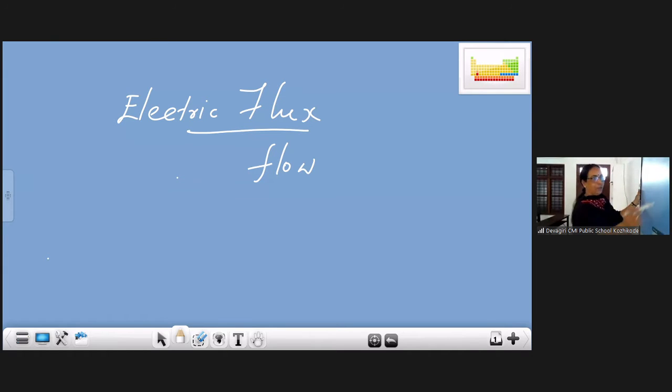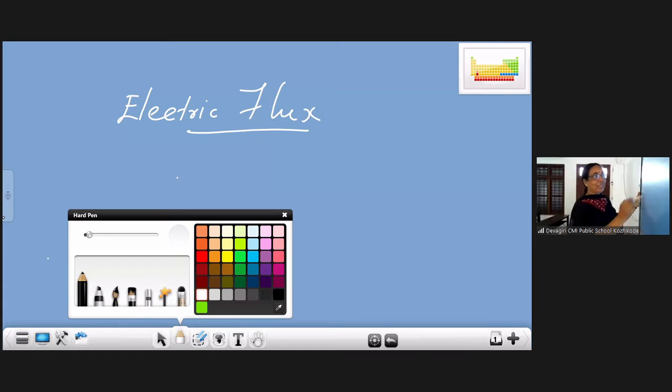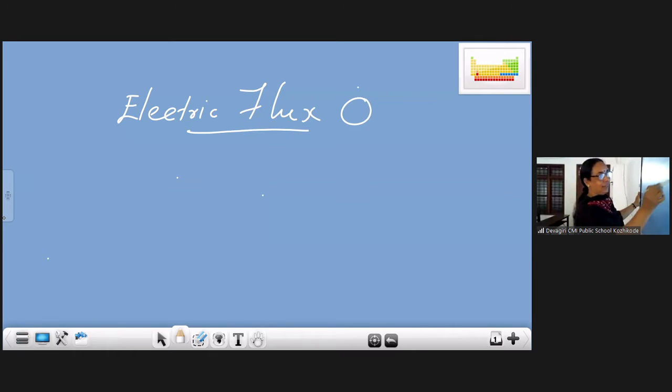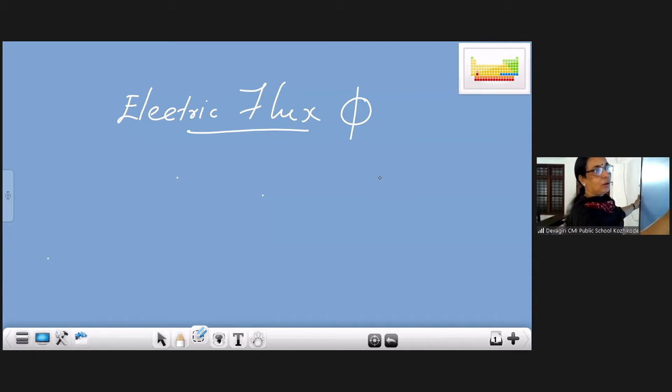Let us see what this electric flux is. Electric flux is defined as the dot product of electric field intensity and the area: E dot dS. It's a dot product. A dot B can be written as AB cos theta. So what is theta here? Theta is the angle between E and area.